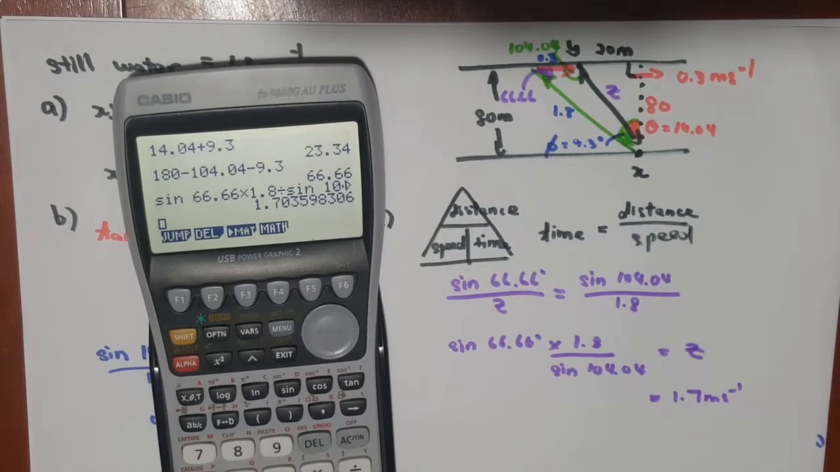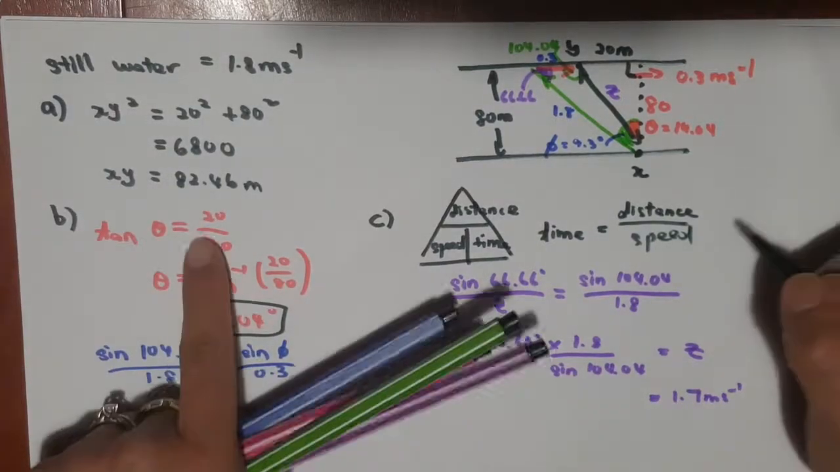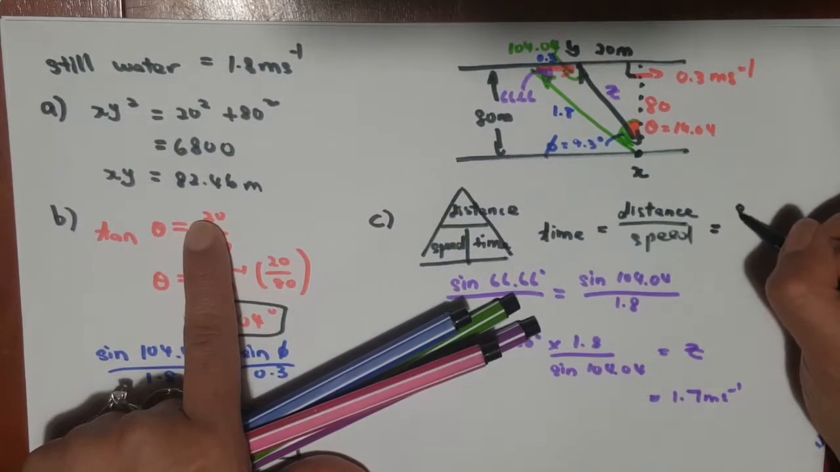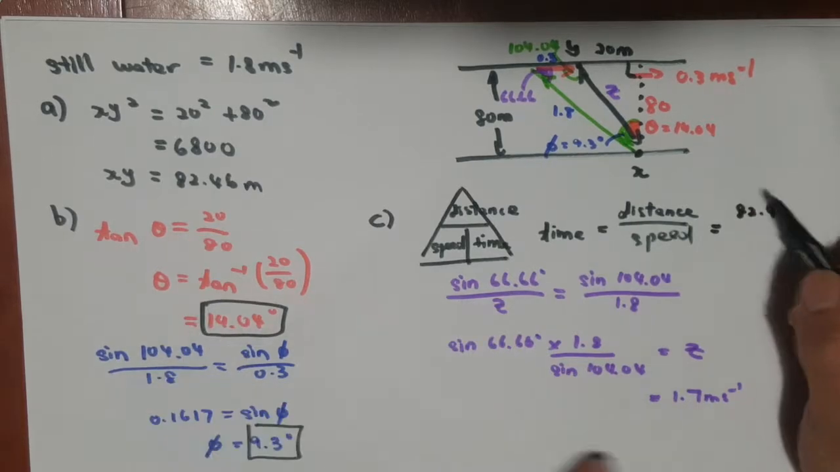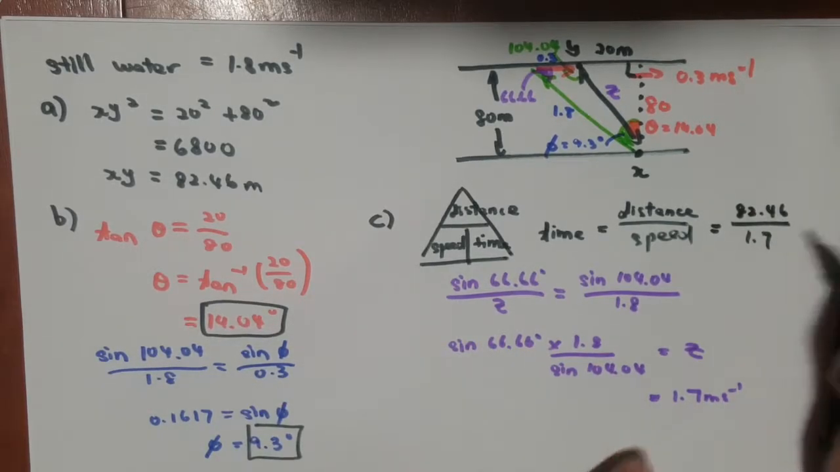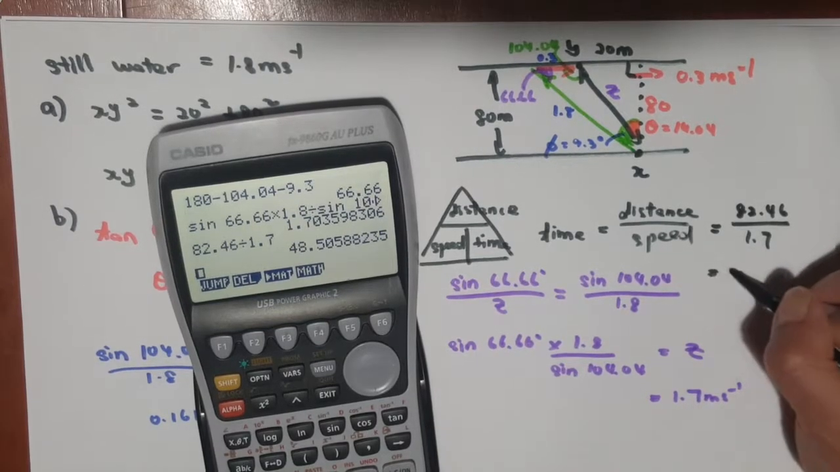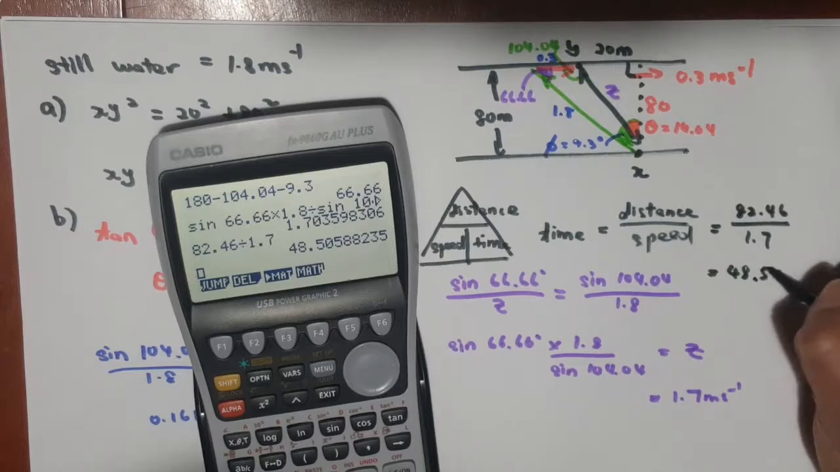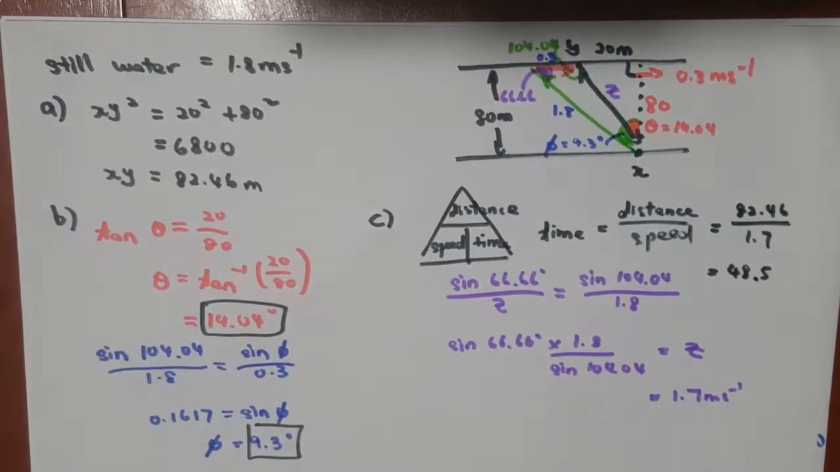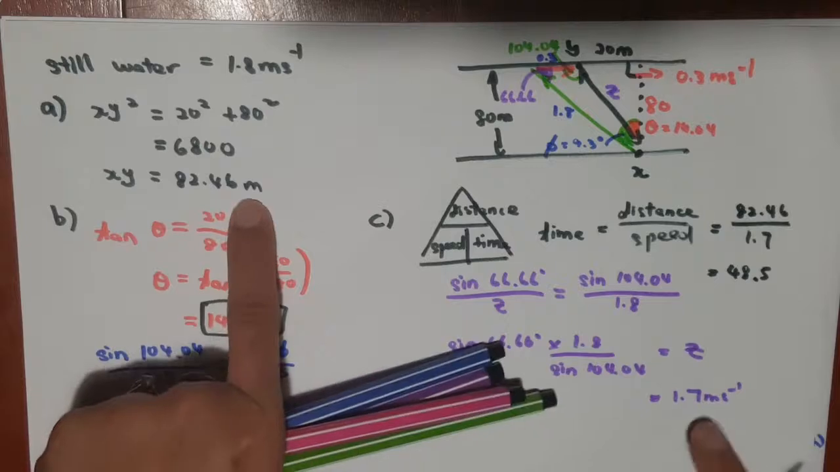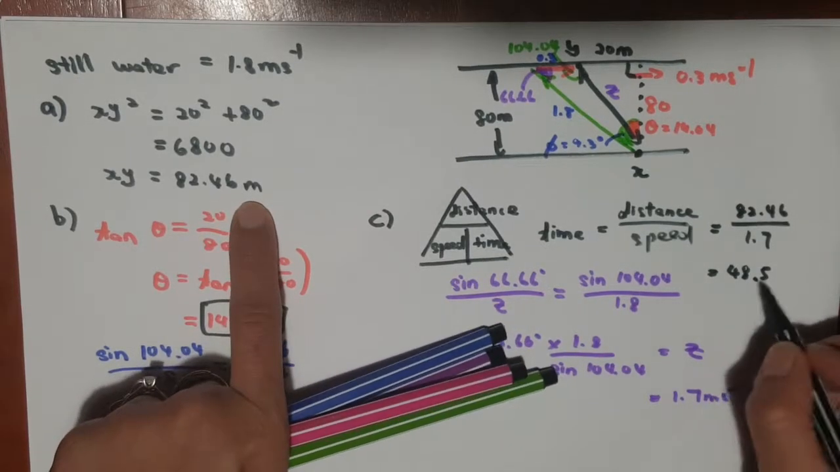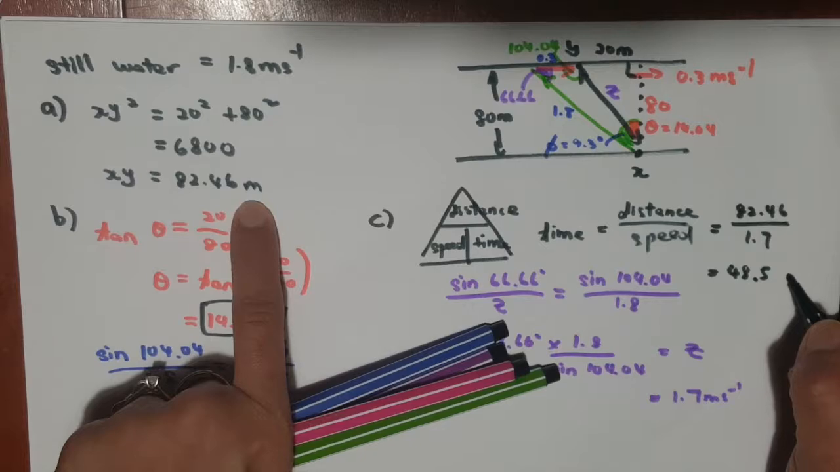In order to get the time, I have to use the distance, which is 82.46, divided by the speed, which is 1.7. So 82.46 divided by 1.7 will give me 48.5. To know what unit I should put, this is in meters and seconds, so the answer will be 48.5 seconds.